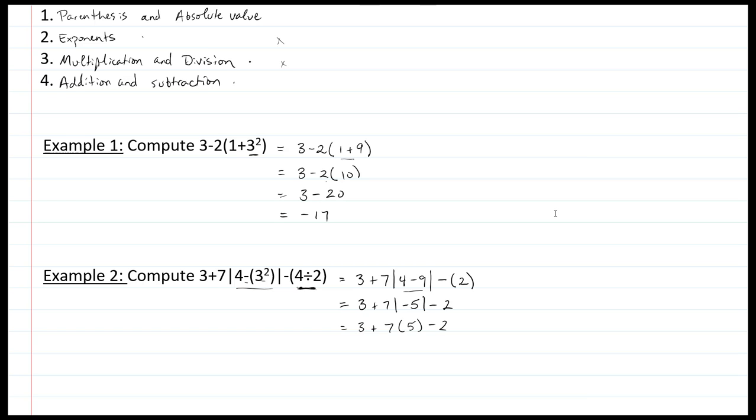So now we move down our list. Do we have any exponents? No, we don't have any exponents left. So now we move down again. Do we have any multiplication or division? Yes, we have the 7 times 5 right here. So now we take care of that. 3 plus 35 minus 2. And now everything else is addition or subtraction, and we can do it in whatever order we like. So 3 plus 35 is 38, minus 2 is 36, our final answer.